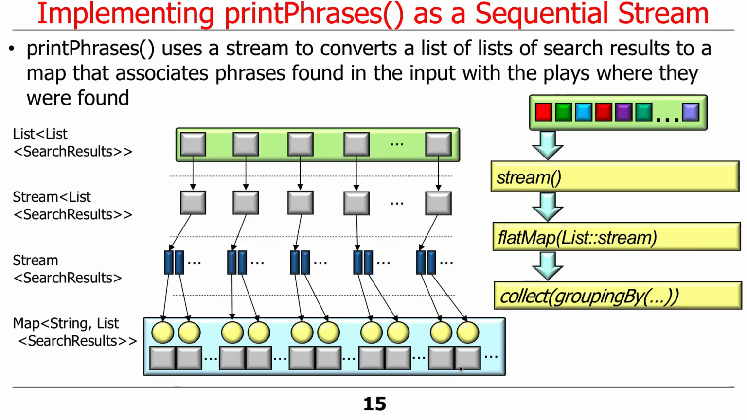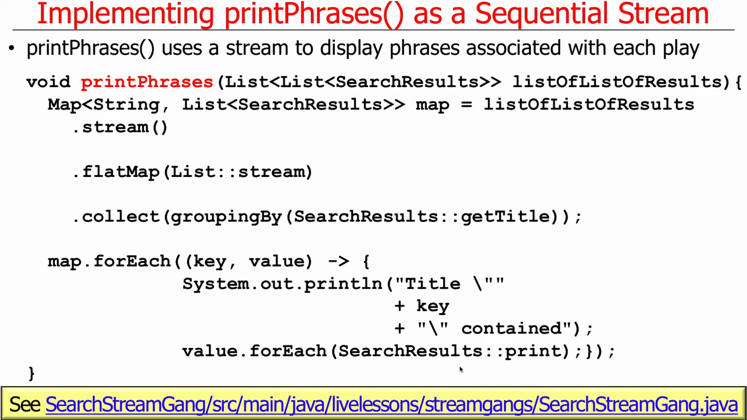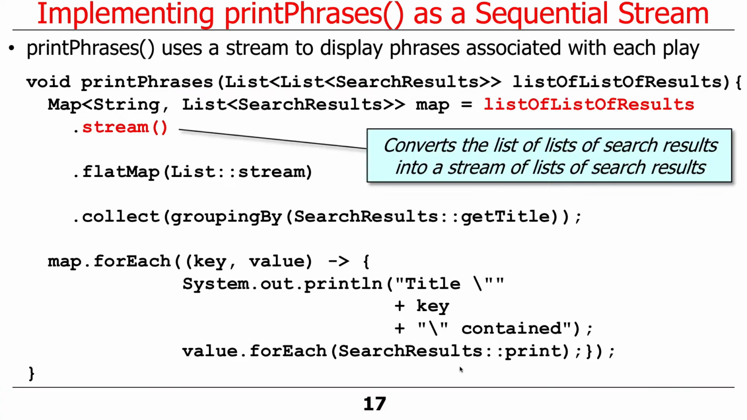So let's see how we would actually implement this in Java 8 code. Remember, this is sort of what we're doing at a visual level. And now here's the code itself. printPhrases is going to take this list of search results, and it'll use a stream to arrange them in the right way and then print them.